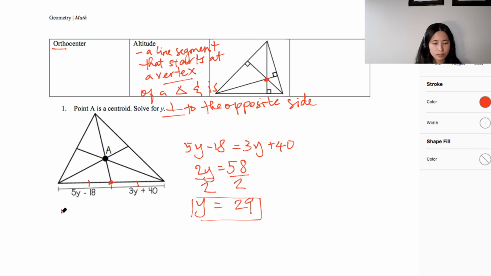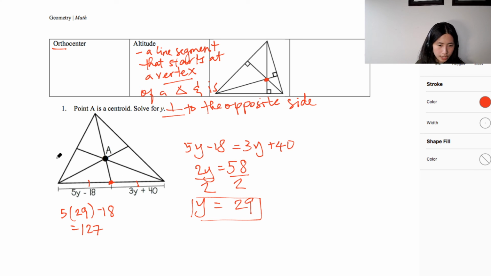So all you have to do is plug in 5 times 29 minus 18, right? So 5 times 29 minus 18 is equal to 127, right? So if this is 127, this needs to be 127 as well, right? Because they're supposed to be equal.